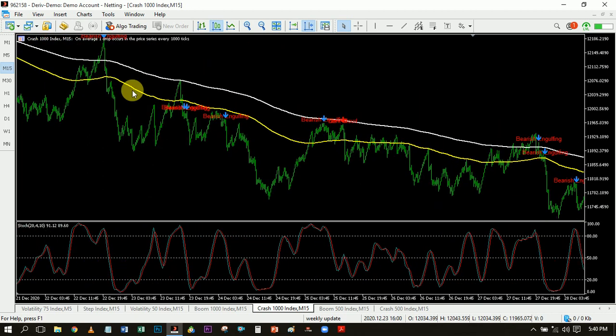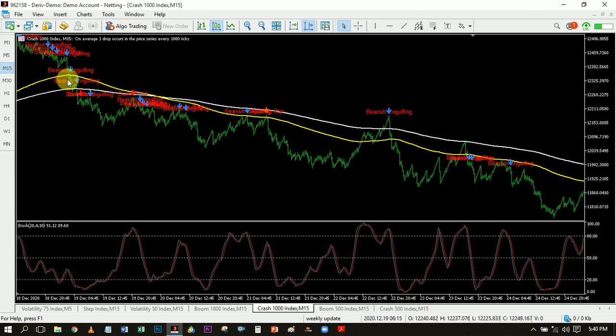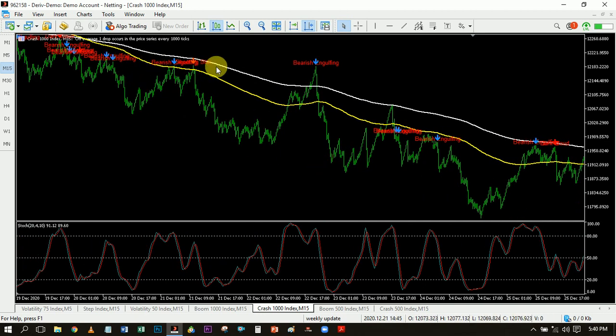Now in this particular scenario, you can see that my 200 moving average crossed here below my 400 EMA. Now the moment you recognize your trend, you only want to look for signals that are in the direction of your trend. What does that mean?